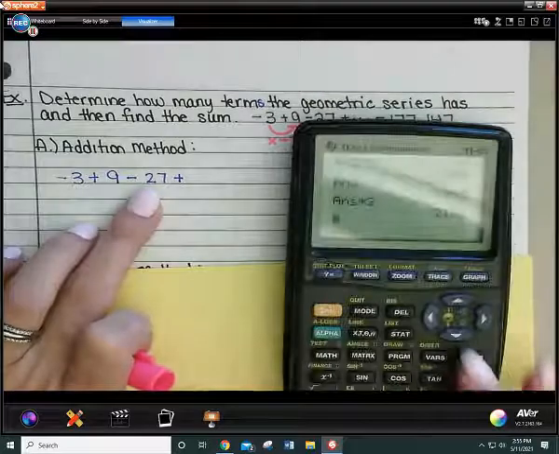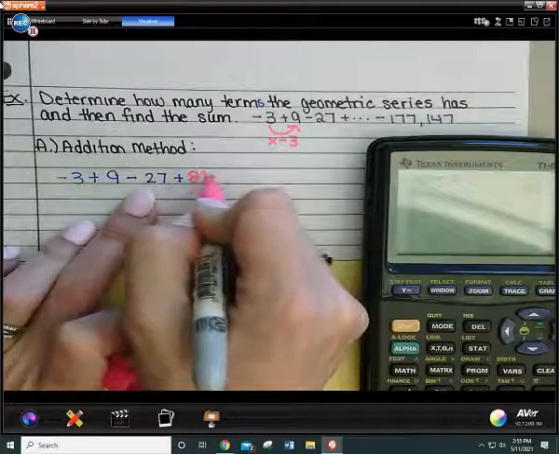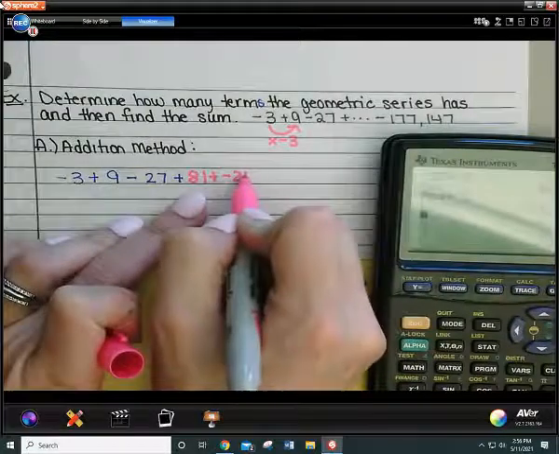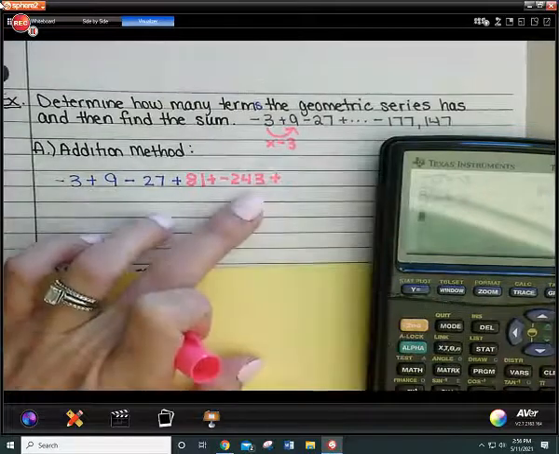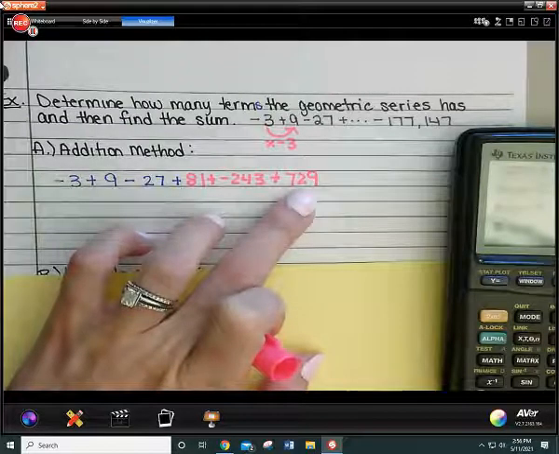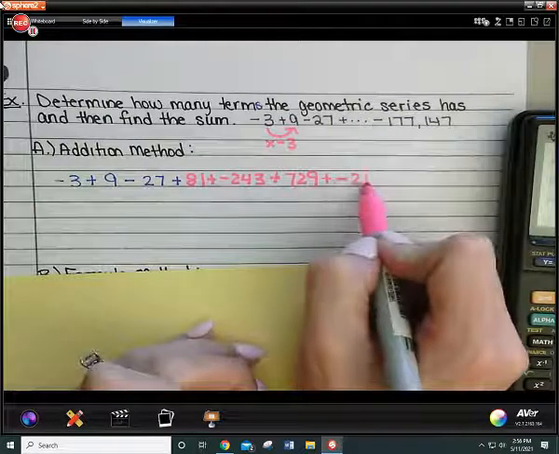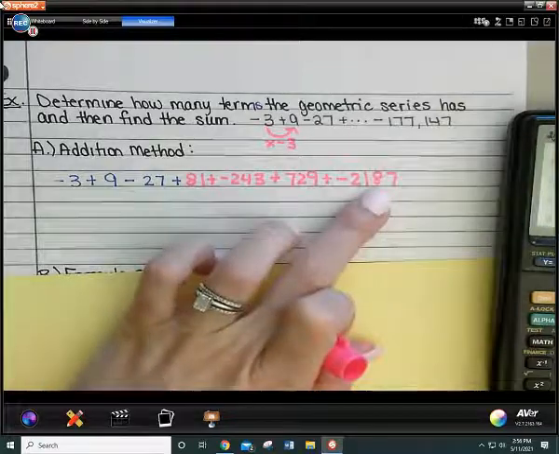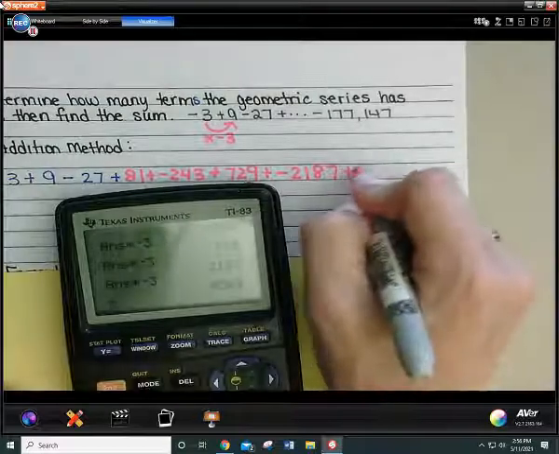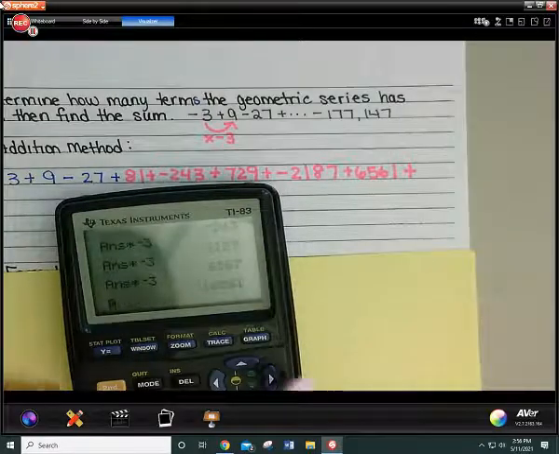So let's take -27 times -3, and we get plus 81. And then we're going to say plus, we're going to take that times -3, and I get -243. Plus, I'm going to take that times -3, I get 729. Then I'm going to say times -3, so I'm going to get plus -2,187. Yikes. And then I'm going to take that times -3. So I get 6,561. And then I'm going to say plus, I'm going to take that times -3.